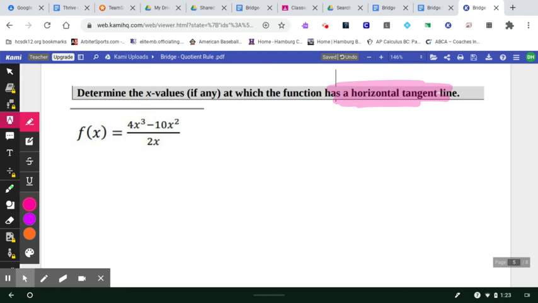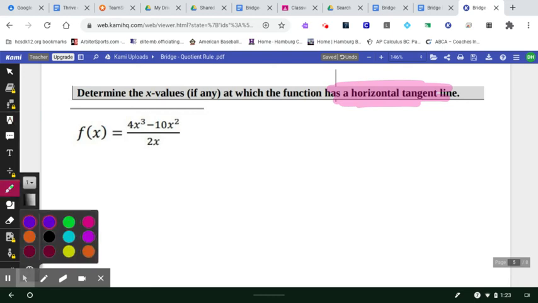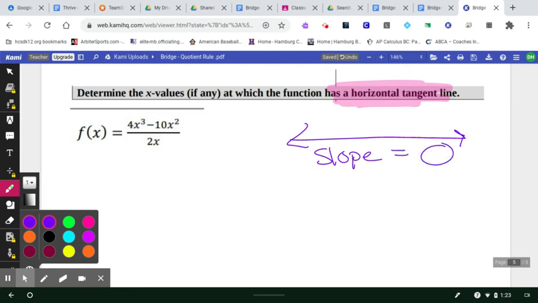Slope says rates of change. So if I said a horizontal tangent line, just draw a horizontal line for yourself, and then just ask yourself, what is the slope? Because that's what the whole course is about. The slope of any horizontal line, think of it as a skier, does it have any slope to it? No. This slope is 0, the slope of a horizontal line.